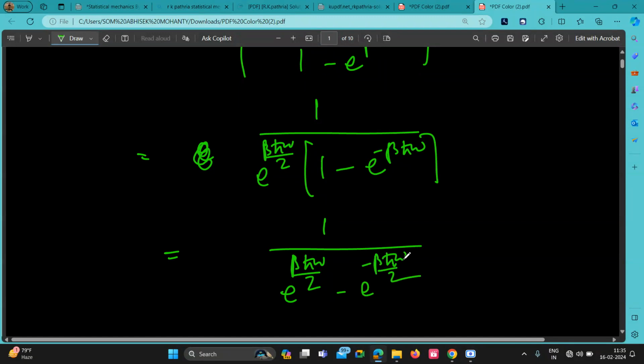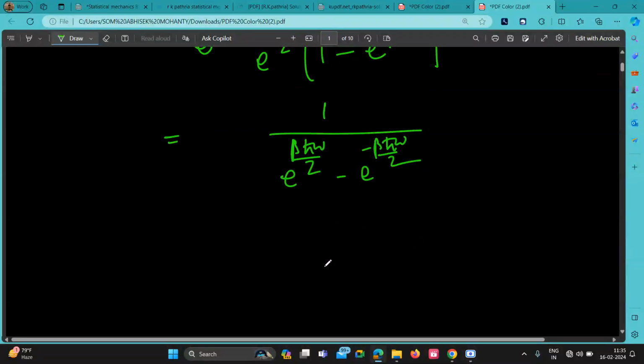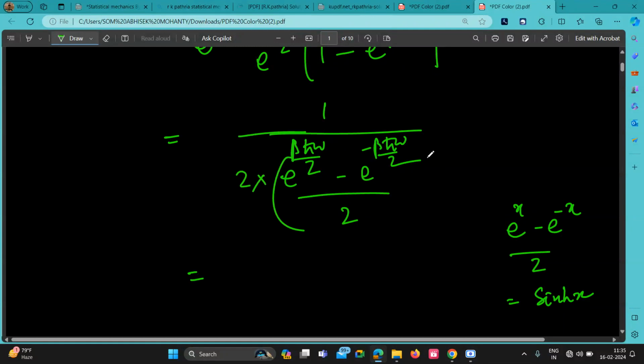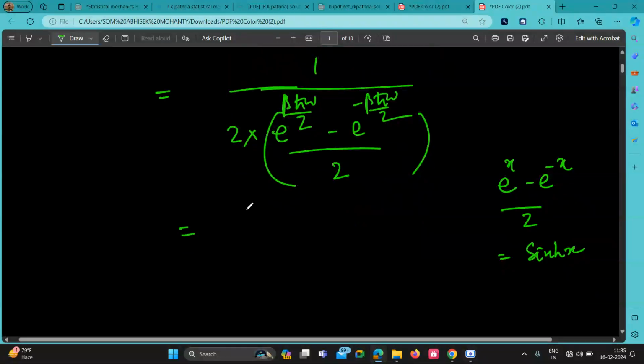Yes. So if you see, e to the power x minus e to the power minus x, divided by 2, that is actually sinh x. So I will multiply and divide by 2, and this will become sinh x. That means 1 by 2 sinh of what is x? ħω by 2 here.